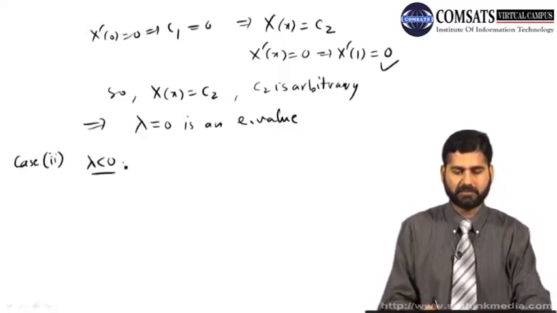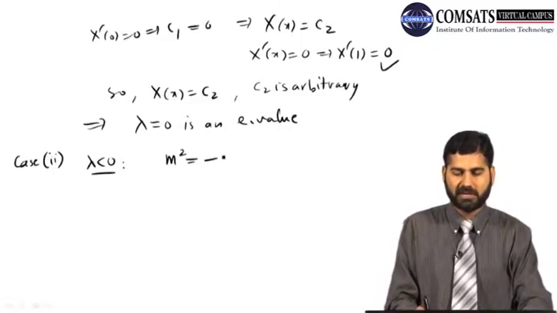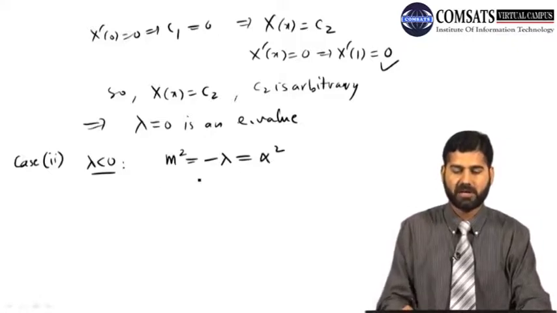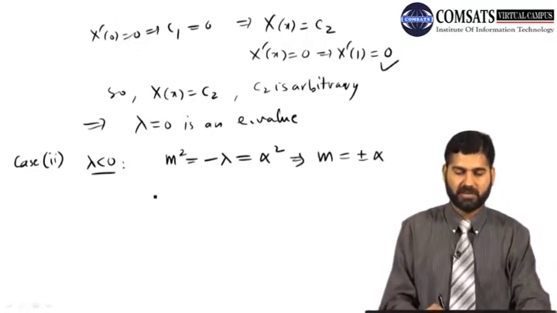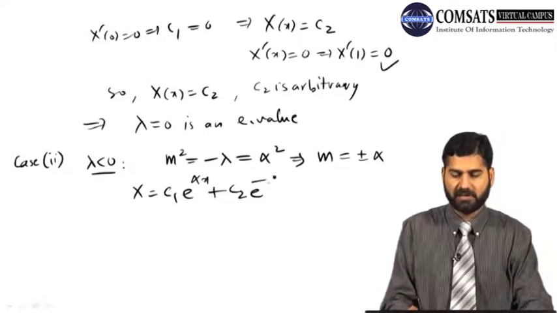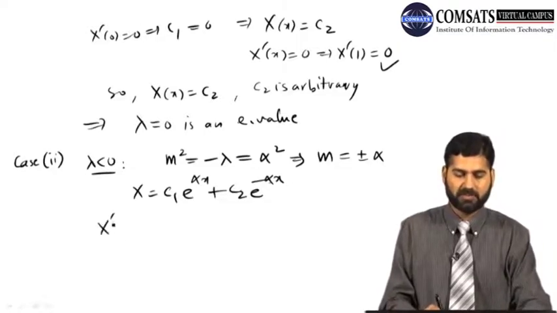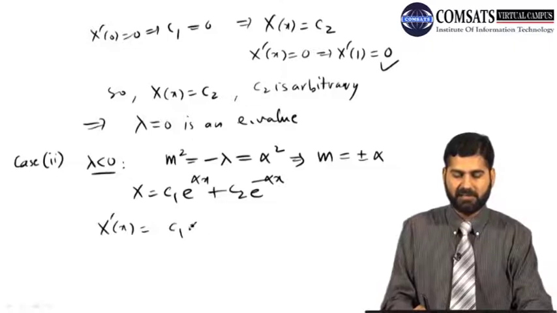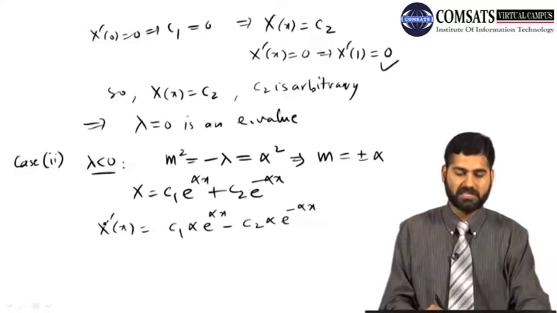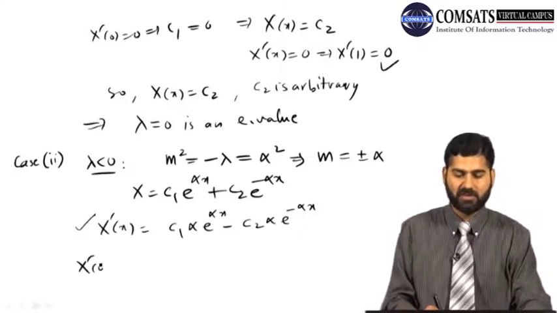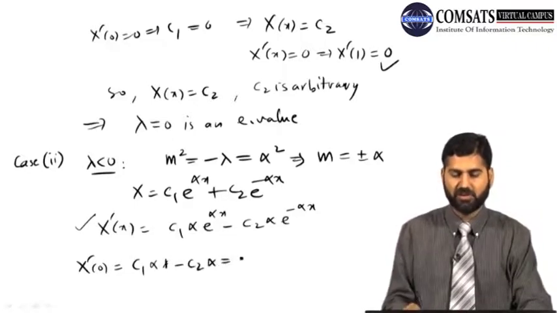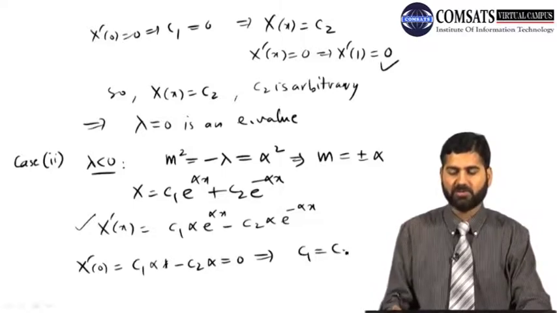lambda negative. m square is equal to minus lambda. So if lambda is negative, minus lambda is positive, I can call it alpha square. So it means m is plus minus alpha. So again your x becomes c1 e to the alpha x plus c2 e to the minus alpha x. Now if you take x prime, this is c1 alpha e to the alpha x minus c2 alpha e to the minus alpha x. So I have to impose conditions on the derivative. So x prime at 0 is c1 alpha minus c2 alpha is equal to 0. So again from here c1 is equal to c2.